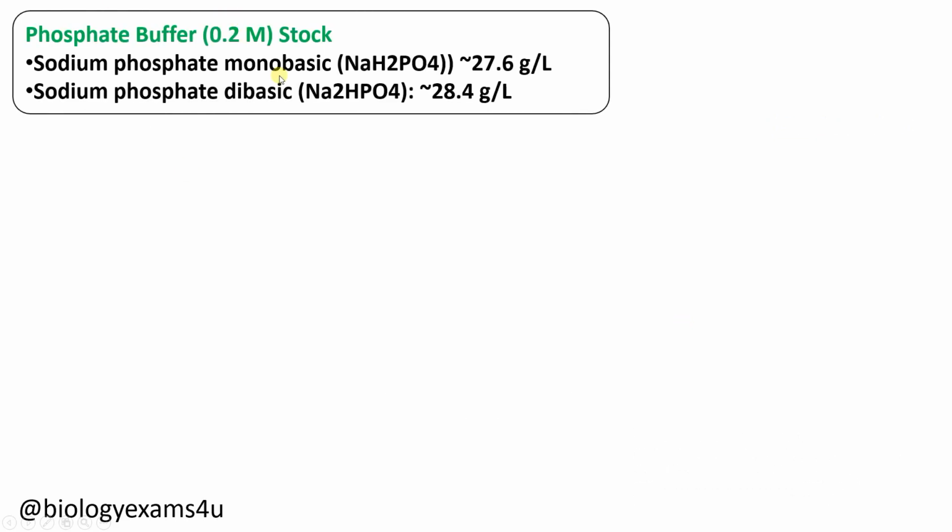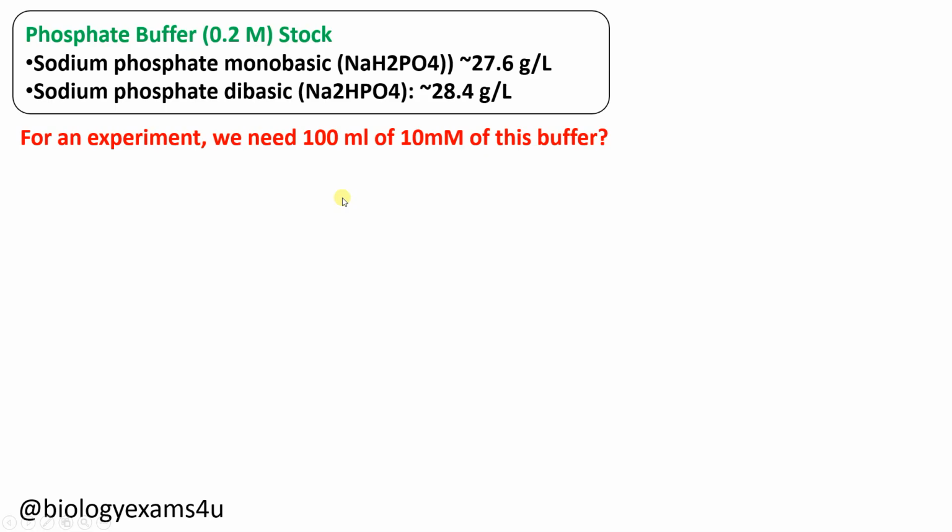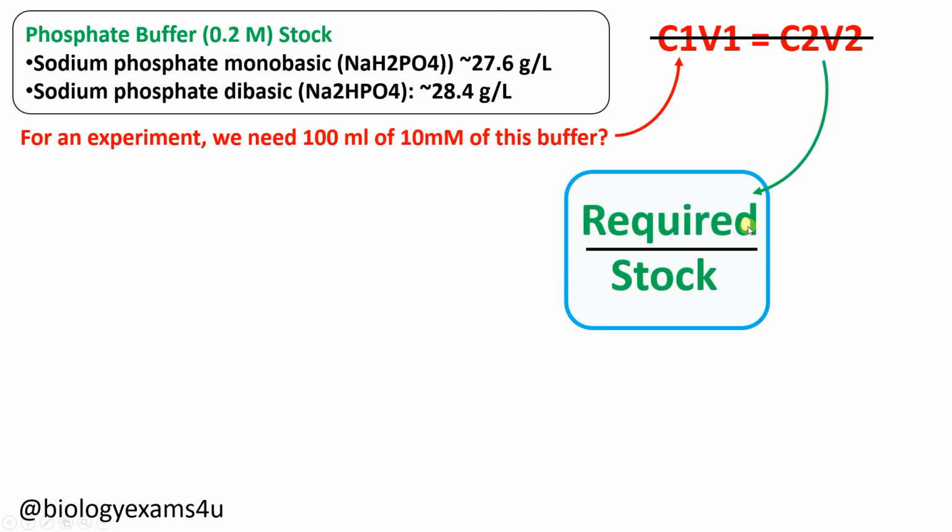So this is a phosphate buffer, a very common reagent used in the laboratory, a 0.2 molar stock solution. Suppose in an experiment we need 100 ml of 10 millimolar of this buffer. What we normally do is use the equation C1V1 is equal to C2V2. Here we are not using that. Instead we use this equation.